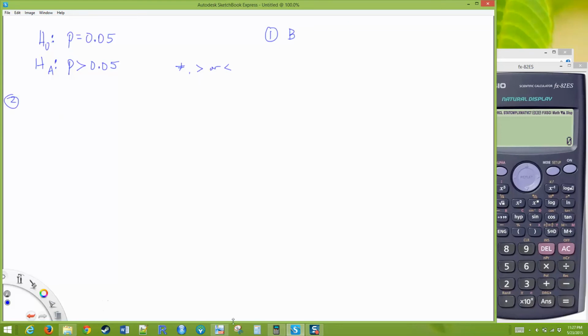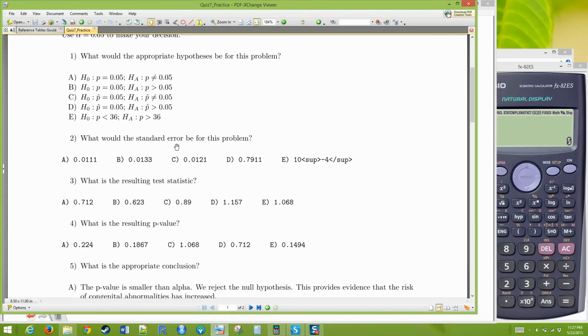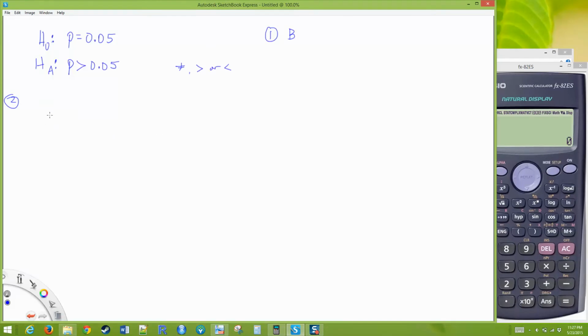Let's take a look at problem number 2. What would the standard error be for this problem? So the standard error for a hypothesis test with one sample is equal to the square root of p times 1 minus p divided by n. Make sure to use the p in the null hypothesis. So in this case we are going to use p equal to 0.05.